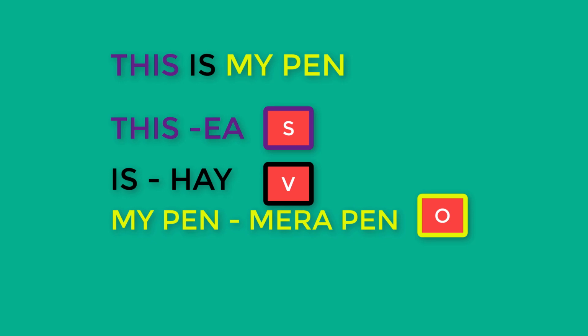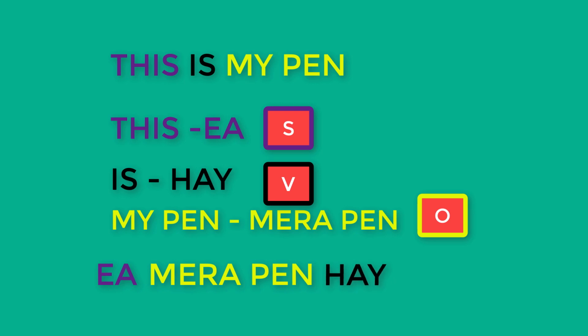Let's join these words in SOV pattern. Ye, this, is a subject, mera pen is an object, and hai is a verb. Ye mera pen hai. This is my pen.